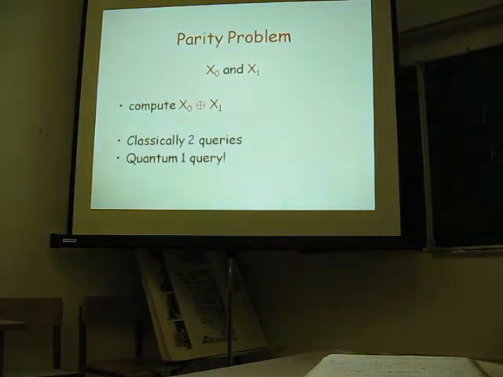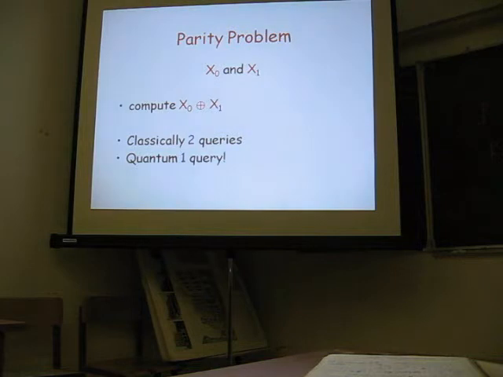So let's look at a very simple problem: computing the parity of x0 and x1. Now, classically, if you want to compute the parity of x0 and x1 perfectly, you will need to look at both x0 and x1. If you just look at one of the two, then of course you still don't know the parity, because you don't know the other variable.